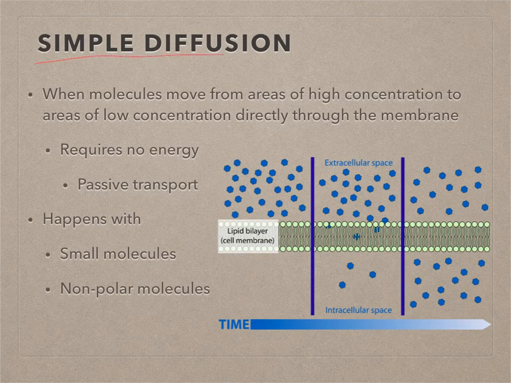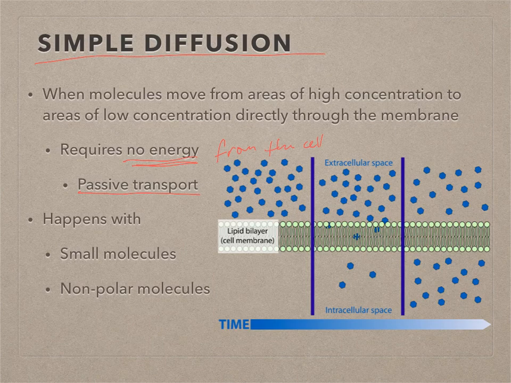Simple diffusion is when molecules move from areas of high concentration to their low concentration directly through the cell membrane. This requires no energy input from the cell. No energy from the cell. Which is why it's called passive transport.